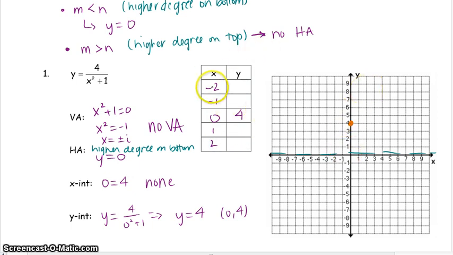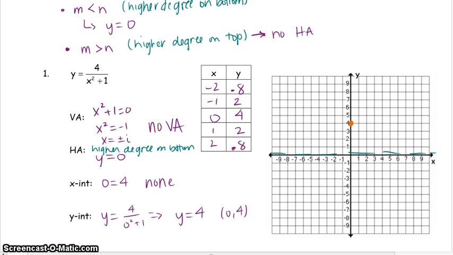So if I plug in negative 2, that would give me 4 over 4 plus 1, so 4 over 5. That is 0.8. If I plug in negative 1, 4 over 1 plus 1, that's 2. Plug in 1, same answer, 2. Plug in 2, 4 over 5, that is 0.8 again. I just put this in decimal form so I know where it is on the graph.